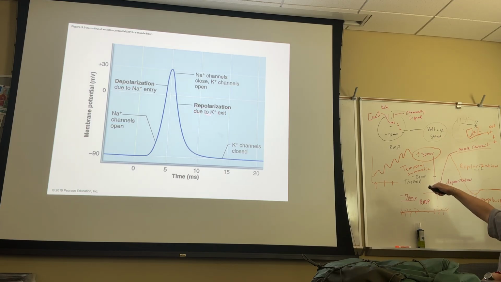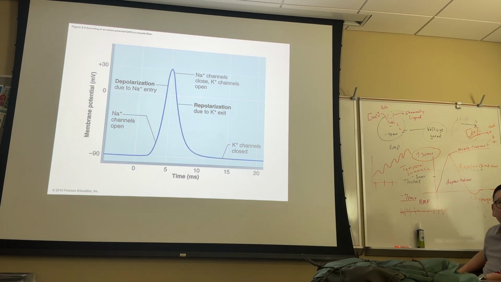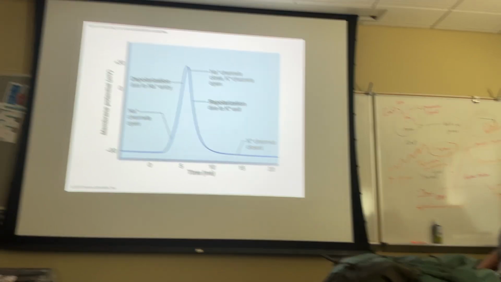Repolarization. Now, if you're open a little too long, you'll fall below rest. Anything below minus 70 is called hyperpolarization. Finally, the channel's closed, and which you haven't experienced yet, I don't know when I'll get to it, you have what's called leaky channels that are just naturally always open, bringing you back to minus 70 millivolts.